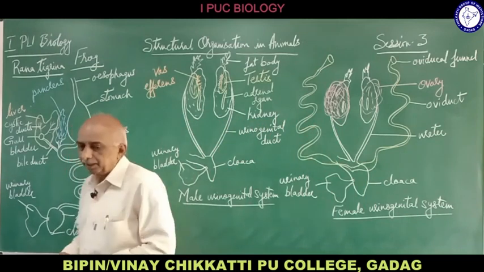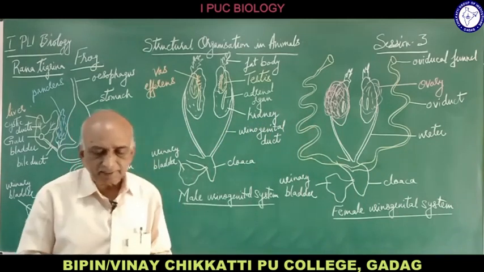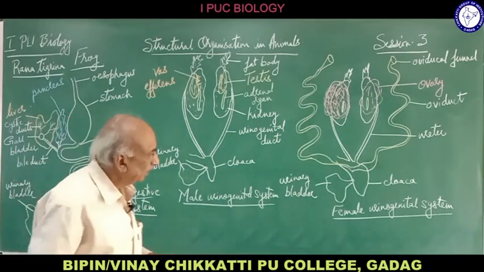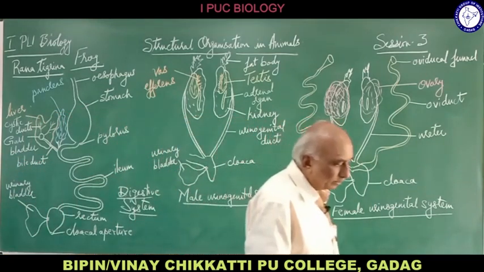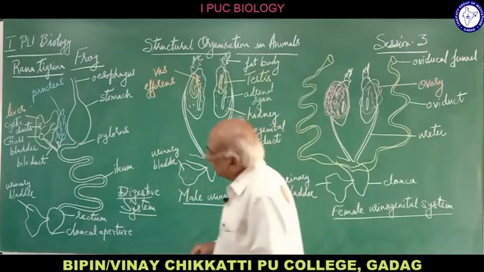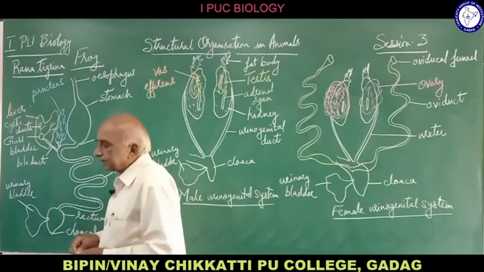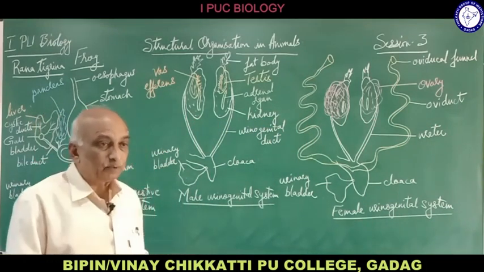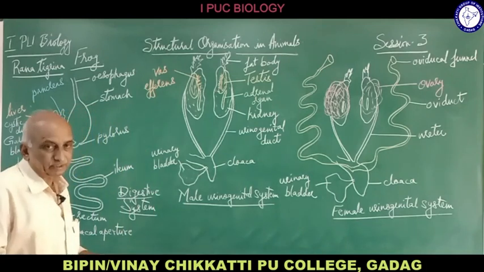Now coming to the various systems like the digestive system, circulatory system, excretory system, nervous system and reproductive system. When we see the digestive system, it consists of the alimentary canal starting from the mouth to the cloacal aperture.